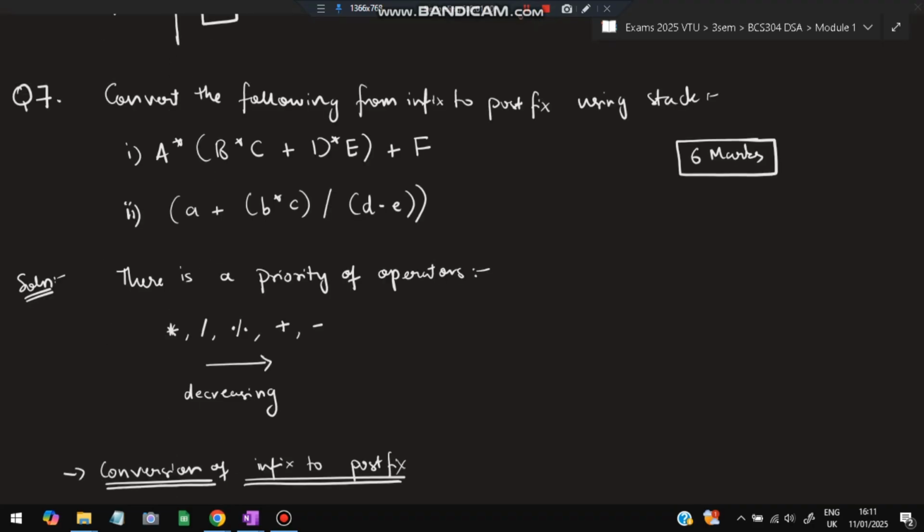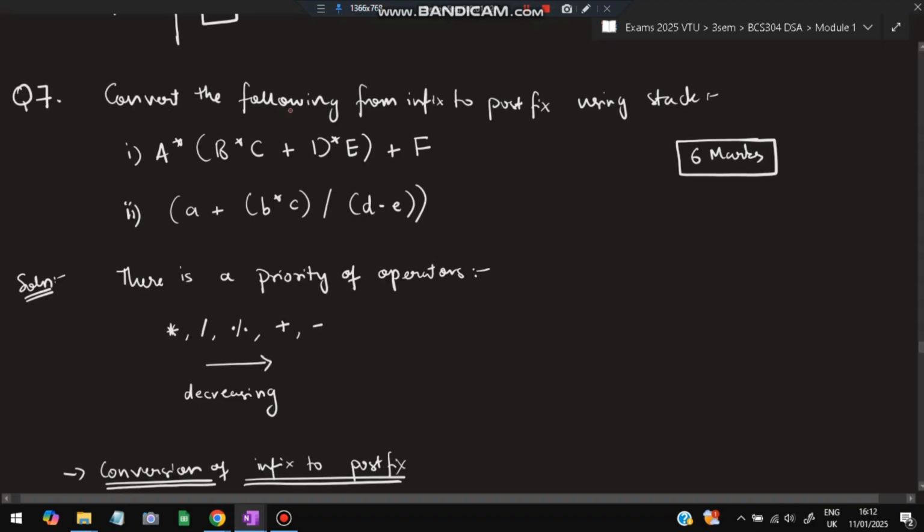Moving on to the next super important question for 6 marks, we have convert the following from infix to postfix. Okay, two types can come. First is evaluation of postfix. Second is infix to postfix conversion.